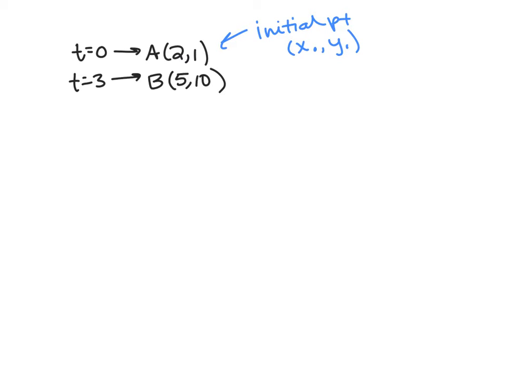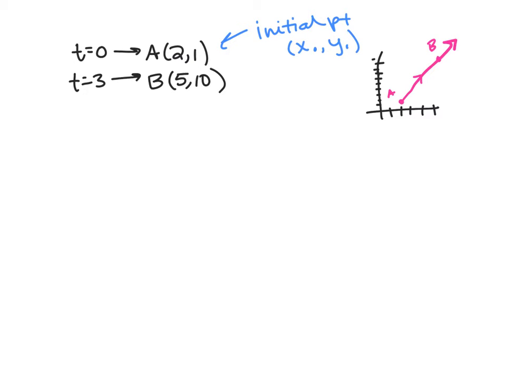So if we want to visualize it, we could also do a little graph here. Let's see, x has to go out 2, 3, 4, 5, and y 1, 2, 3. Not the best drawing, but you guys get the idea. So A is at 2, 1. B is at 5, 10. So this object is moving from A to B as time progresses. Again, this is a 3-second difference.